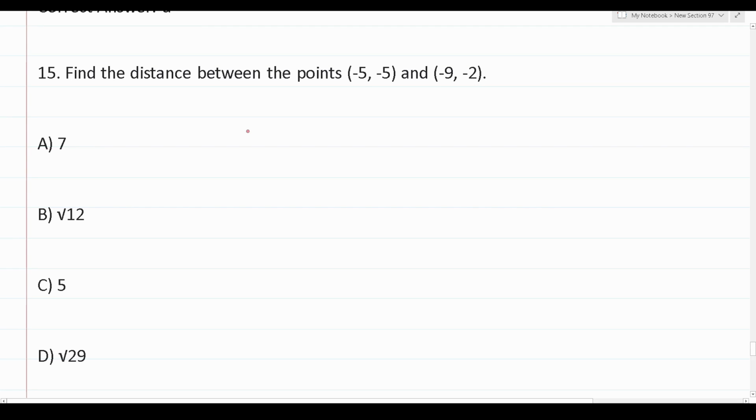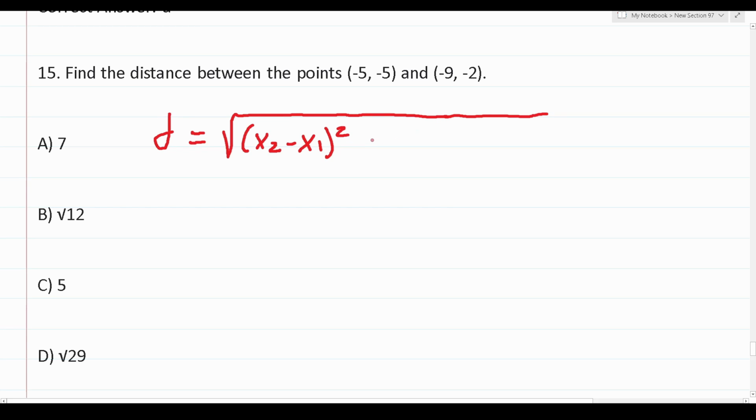All right, so number 15 says find the distance between the points -5, -5, and -9, -2. So for this one, we have to know the distance formula, which is D equals the square root of x2 minus x1 squared plus y2 minus y1 squared. And you might be asking yourself, what is x1, y1, x2, y2? Those are simply your coordinates.